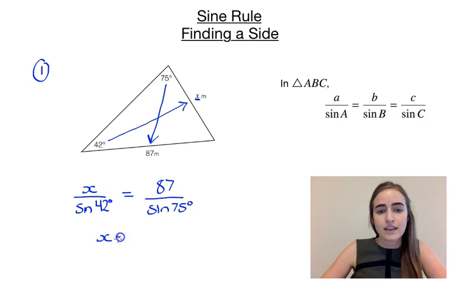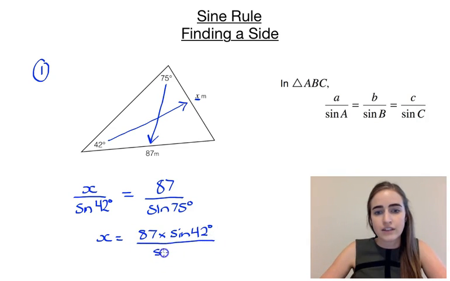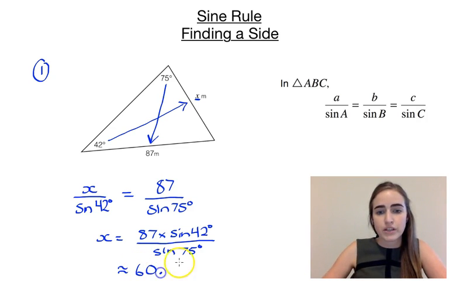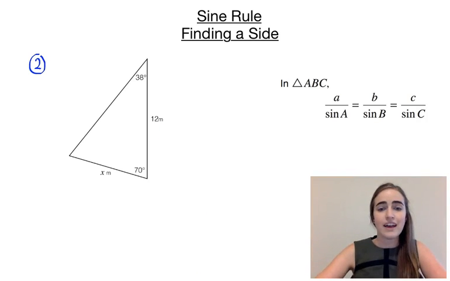So we'll have x equals 87 times sine 42 over sine 75 degrees. Then you can pop all of that in your calculator, and if we round to 2 decimal places, we'll end up with 60.27 meters.